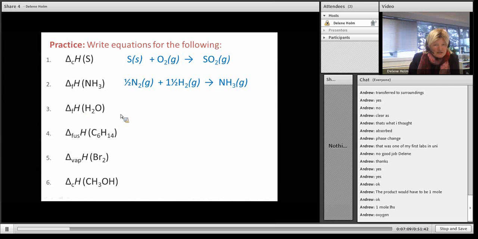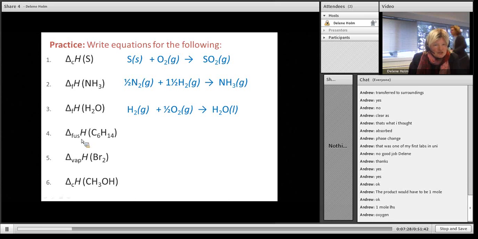Formation of water, so again, it's got to be a 1 in front of the water. Notice water is a liquid, because at standard temperature and pressure, water is a liquid. And so I have a fraction in front of the O2, because I have to have a 1 there.